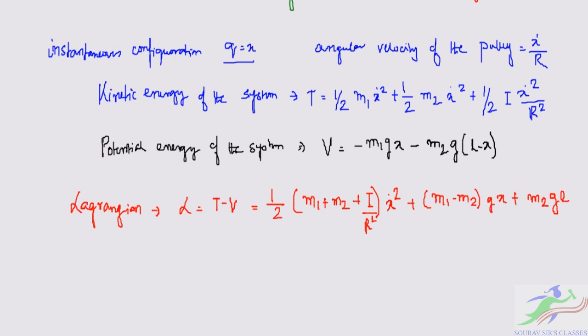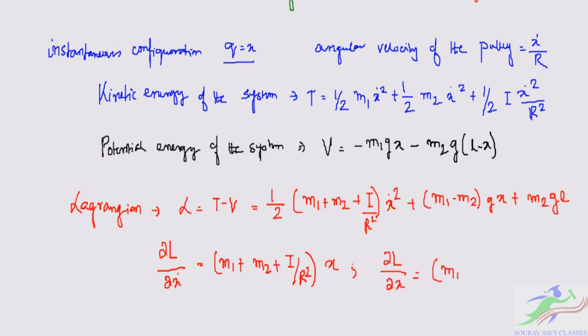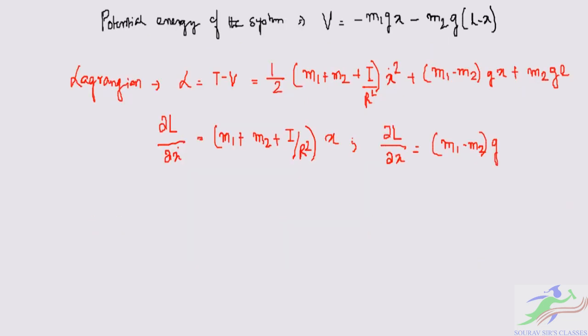So if we take the first derivative with respect to x dot, del L by del x dot is (m1 plus m2 plus I by r square) multiplied by x dot, and del L by del x is going to be (m1 minus m2) g. So now we have got the Lagrangian from here.